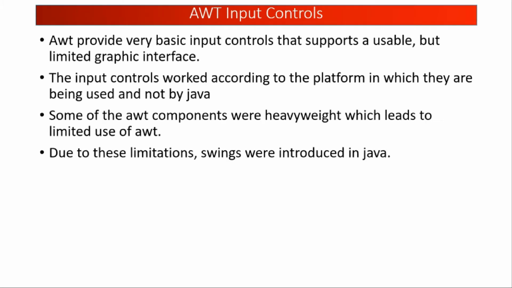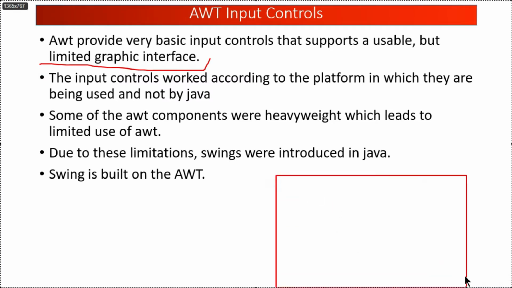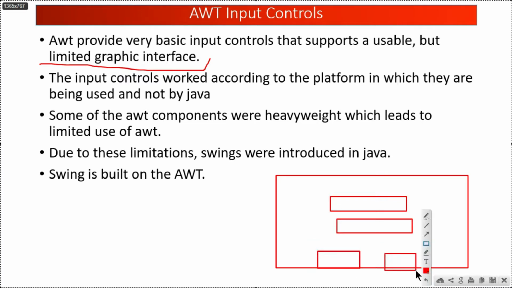Why were swings introduced? We have AWT. Using AWT we can create any kind of form, any kind of frame. But AWT has some limitations. One of the limitations is that it has a limited graphic interface. What does that mean? In my previous video I designed a frame in which a text box was there, a password field was there, and then there were submit and cancel buttons. But it was very limited.